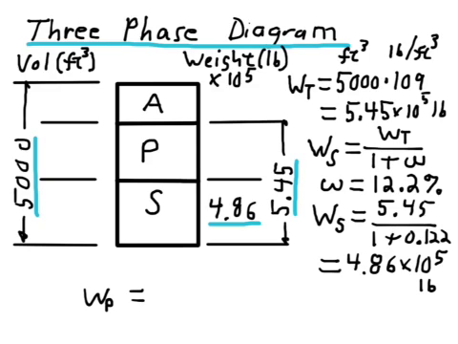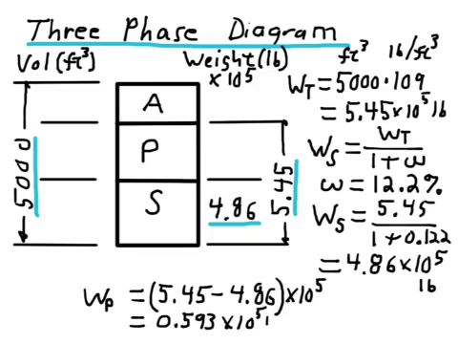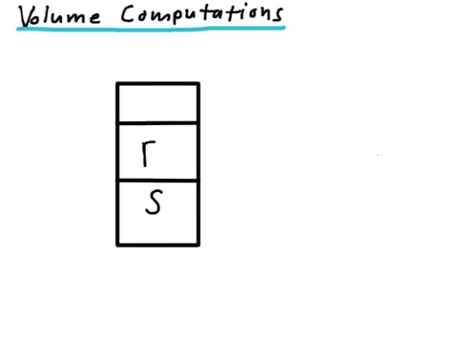And now I compute the weight of the petroleum, which is just the difference between the total weight and the weight of the solids. If I do that little subtraction, I'll find out that there's 0.593 times 10 to the 5th pounds of petroleum, so I'll put that in my phase diagram. And now I've completed the entire weight side of the phase diagram, and I just need to complete the volume side. I'll start on a new page to complete the volume side.